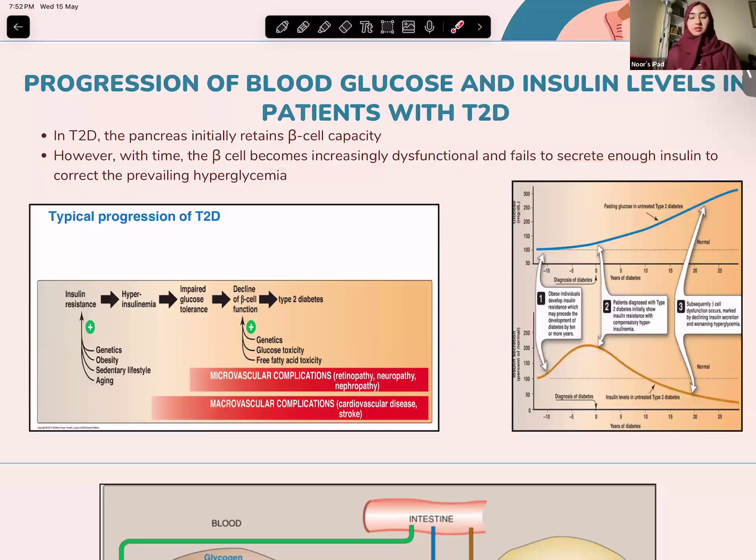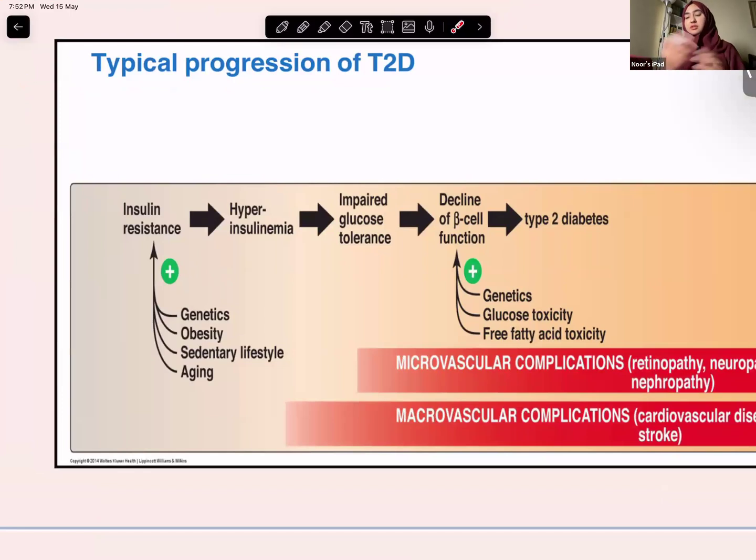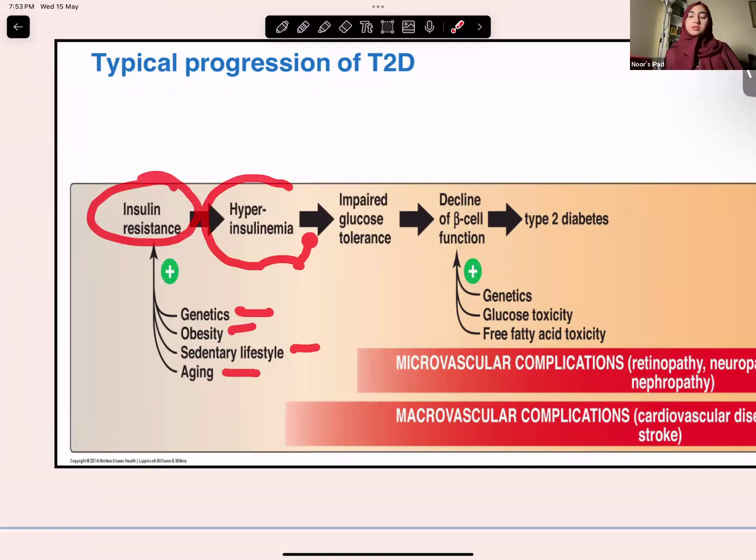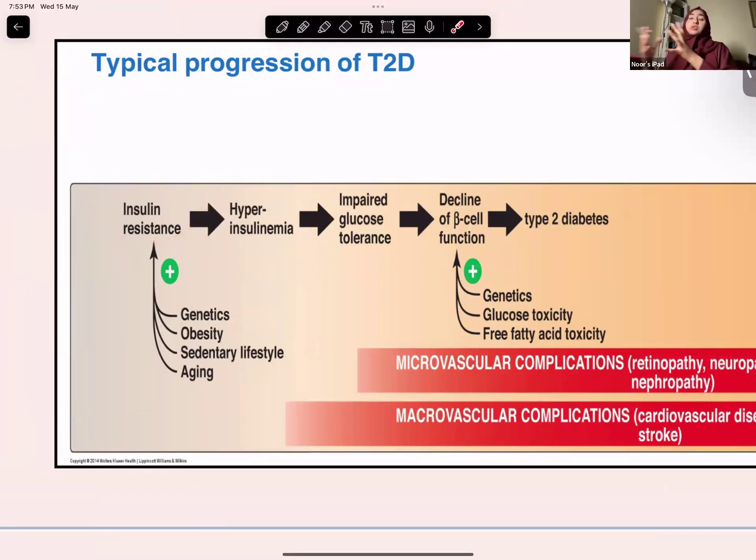Just a recap of what I said: a patient has insulin resistance through the factors of genetics, obesity, sedentary lifestyle, and aging. With insulin resistance, you have insulin in the body, but it's not acting on your cells. Because of this, slowly and gradually there will be more and more insulin, and you will have hyperinsulinemia, which is a high amount of insulin in the blood. That impairs glucose tolerance. When glucose tolerance is impaired, there's a decline of beta cell function, and that results in type 2 diabetes.